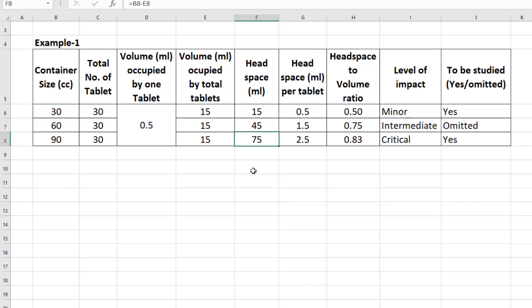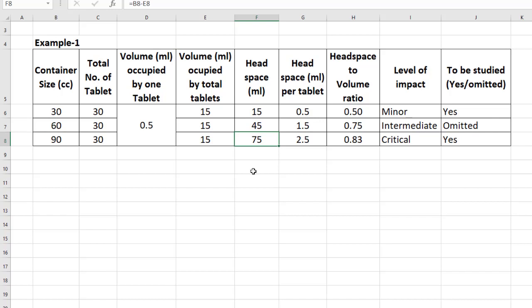Now this is the volume which is available just above the tablets. And this is the critical space because this volume can have air, it can have moisture, and if your product is moisture sensitive, if your product is oxygen sensitive, the more the volume, I mean the more the headspace, the bigger will be the impact.